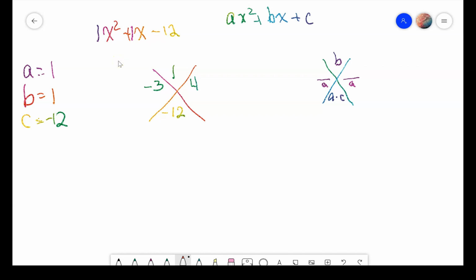Alright, so now we got to divide by a, which is 1. So divide by 1, divide by 1. Both of these give you a whole number. So we have nothing fancy to do there. So it's going to be x minus 3. Oh, goodness, I did it again.